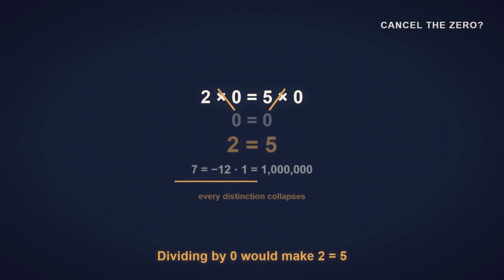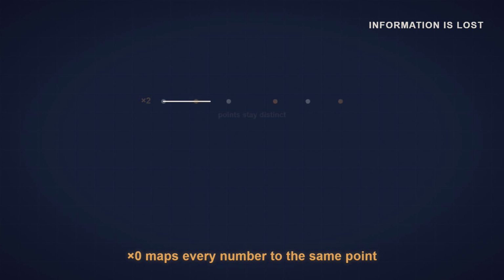Cancellation is valid only for a non-zero common factor. 0 destroys the information we would need to recover the original numbers. This is why algebra contains a small phrase that matters enormously, provided the divisor is non-zero. From AB equals AC, we may cancel A and conclude B equals C only when A is not 0. If A is 0, the original equation says 0 equals 0 and tells us nothing about B and C.